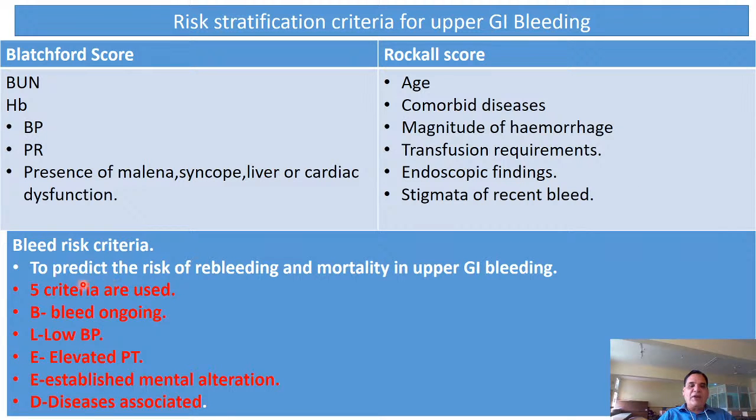There are 5 criteria: BLEED. B stands for bleed ongoing. L for low BP. E for elevated prothrombin time. E for established mental alteration. This is bad. Mentally altered patients have constant or irreversible shock. And D stands for the disease associated with the patient. If it is because of the liver or hepatic failure, the prognosis is bad. That is how to stratify the risk.